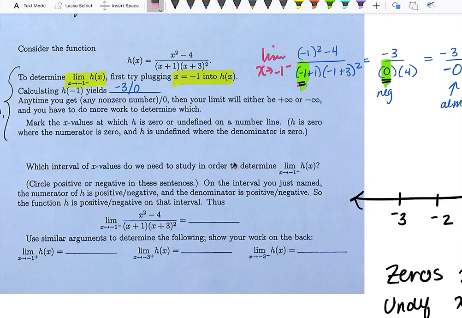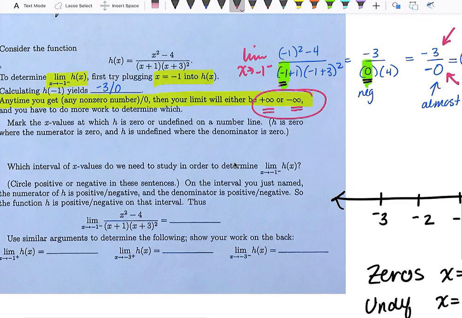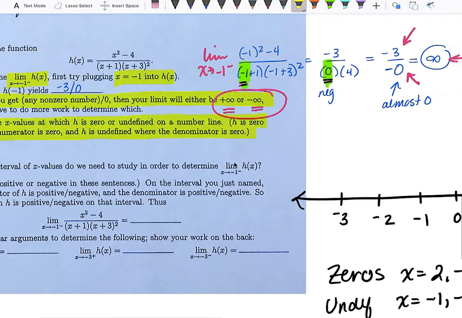Anytime you get any non-zero number divided by 0, then your limit will either be positive infinity or negative infinity. So these are the things we're looking for, because here we had a negative number divided by a 0, and our result was an infinity. So our result matches what they're saying it should. We're going to mark the x values at which h is 0 or undefined on a number line. h is 0 where the numerator is 0, and h is undefined where the denominator is 0. So I've done that down here.